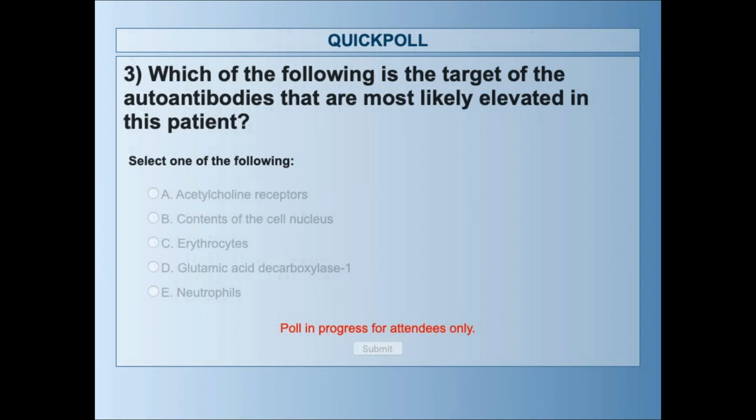So once again, we're going to go ahead and open up that poll. Go ahead and select what you think is the best answer here, and we'll talk about it in just a few seconds. Excellent. Thank you, Paris. The poll is open.